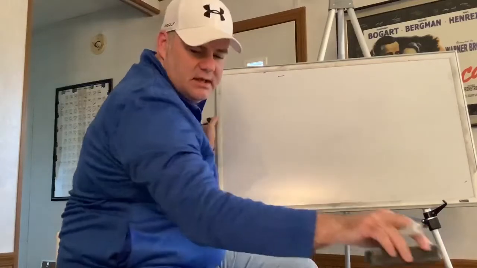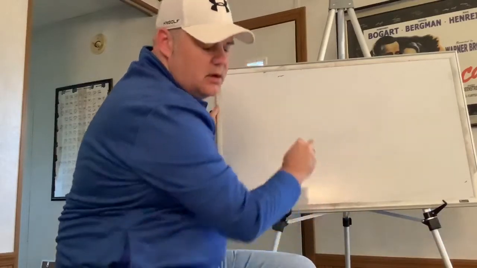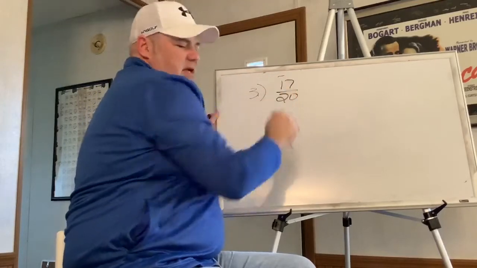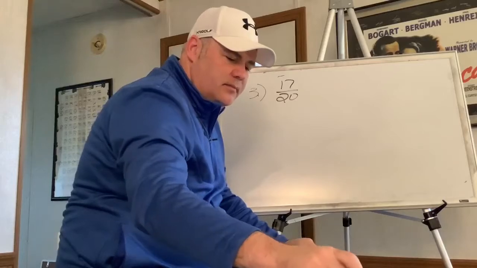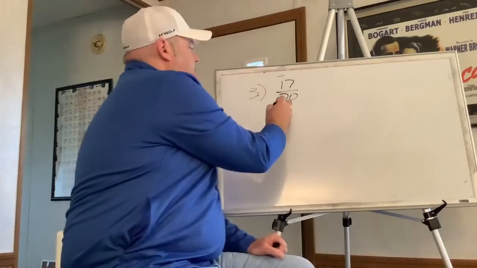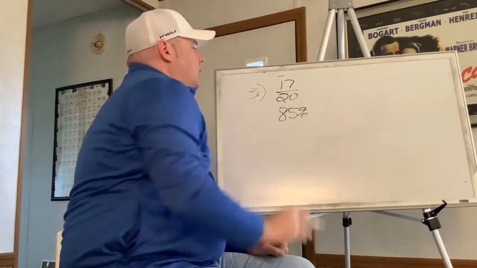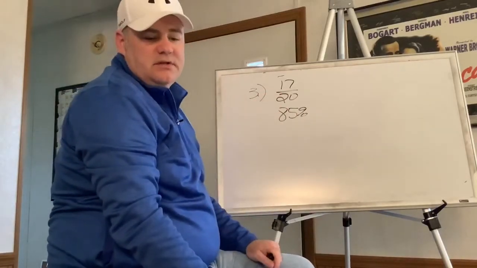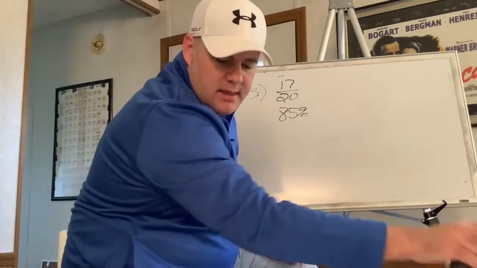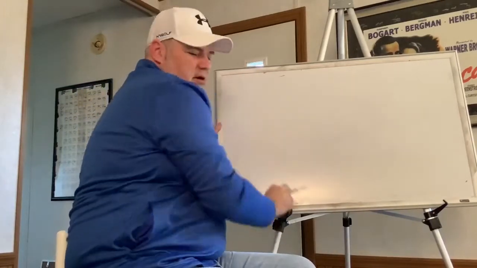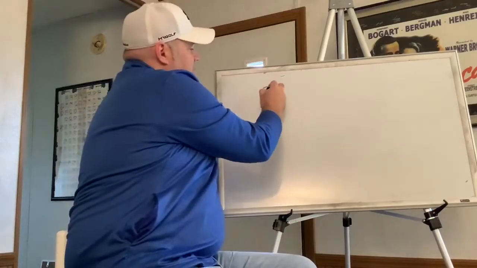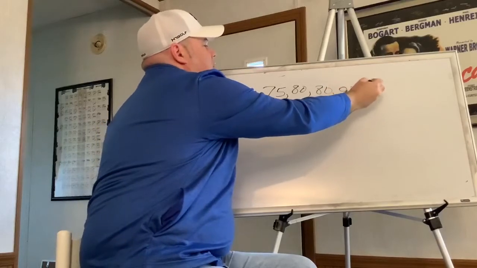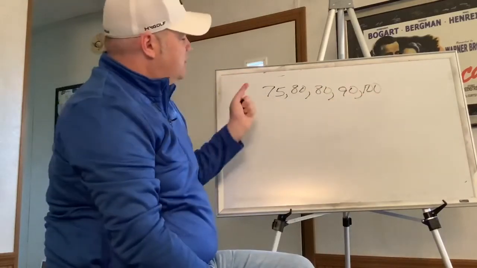And then I had you do one like a test score. Or assignment score, I had you do one that was 17 over 20. So if we take 17 and divide it by 20, you get 85%. So it lets you know if you got a 17 out of 20 on an assignment, that's an 85%. And then I had some test scores here. So I had 75, 80, 80, 90, and 100. So these are already percents. So we're just adding them up.